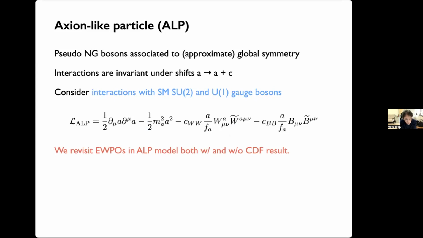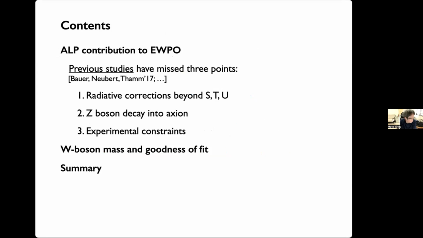And now in this context, we revisit the electroweak observables in axion-like particle models, both with and without including the CDF result. So this is the content today. So today I'm going to revisit the axion-like particle (ALP) contribution to the electroweak observables. And actually, you can find such a study in previous papers, but unfortunately, the previous studies have missed three important points.